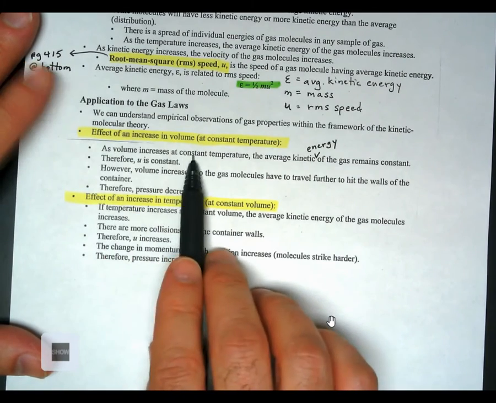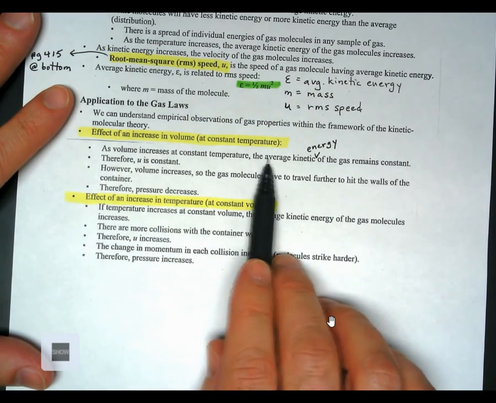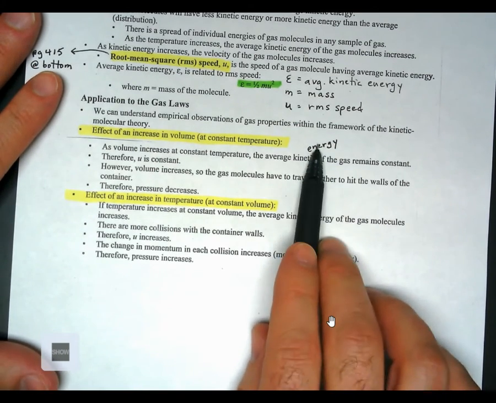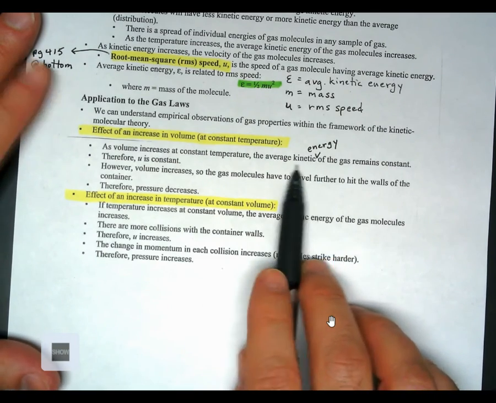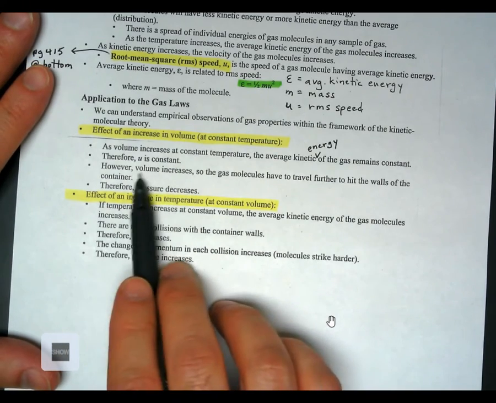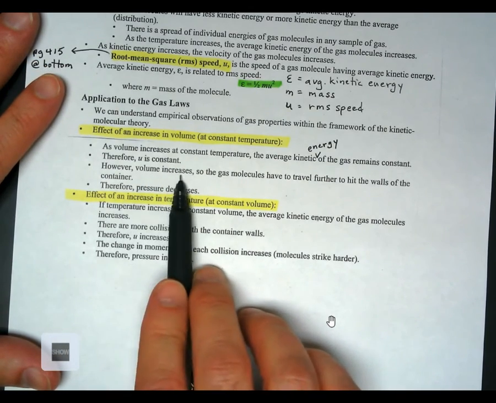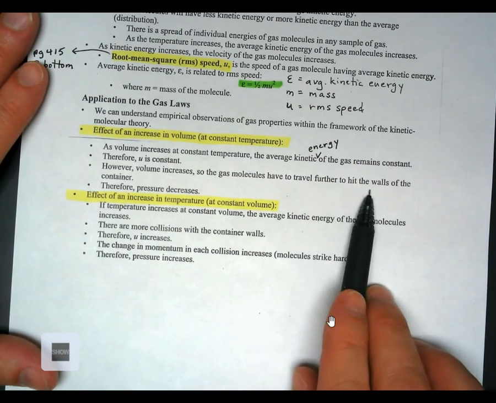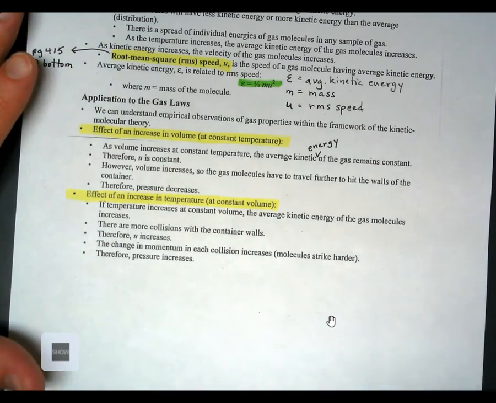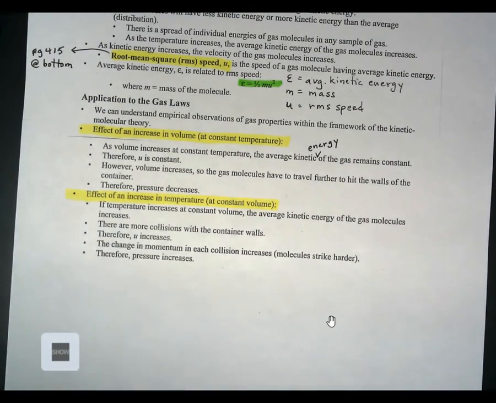As volume increases at a constant temp, the average kinetic energy, there was a misprint in there. I think I gave you guys copies of what the energy I already put in, right? Okay. The average kinetic energy of the gas remains constant. Therefore, U is constant. However, volume increases, so the gas molecules have to travel further to hit the walls of the container. Therefore, pressure decreases. So if the molecules are going the same speed, but you have more room to travel in, they're going to hit the walls less often, not as often. That's going to lower your pressure.